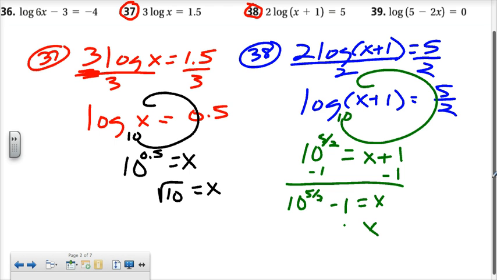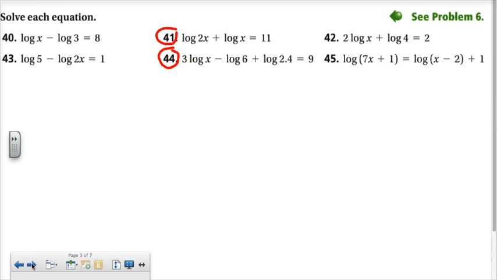315.227766. So x is approximately 315.2278 with rounding. So there is number 38. Now, where to next? Number 41.